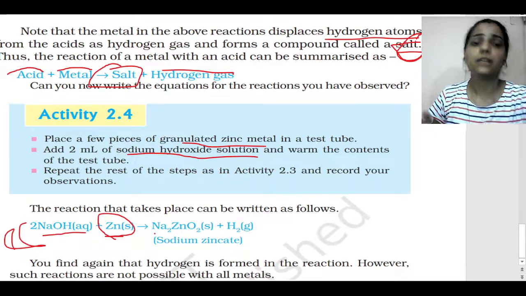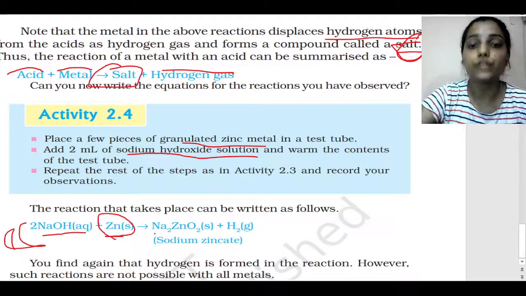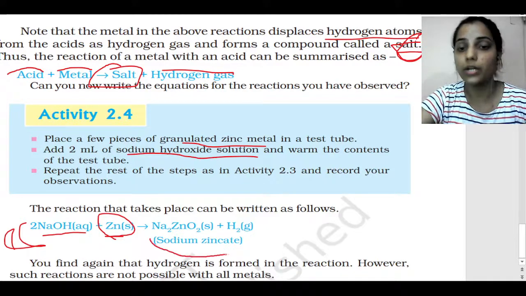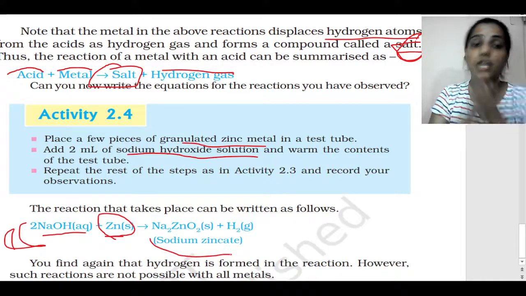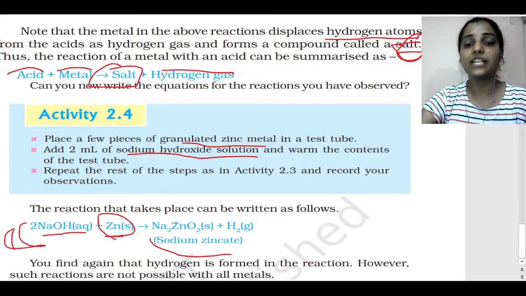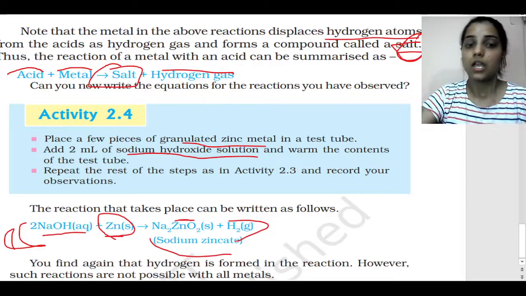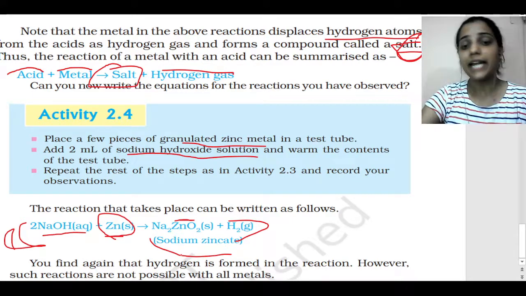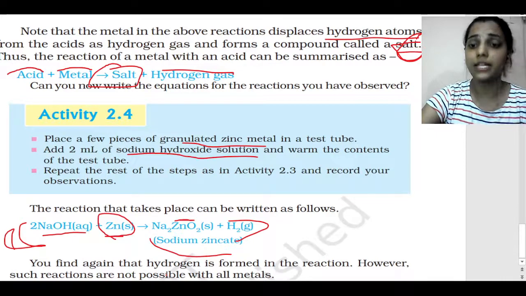The base says, if an acid can give salt, why can't we? So sodium zincate is also a kind of salt, and again we can say that if I react an acid or base with a metal, I will definitely get salt and hydrogen gas. Until now, I think it is clear. So you find again that hydrogen is formed in this reaction, on the product side.